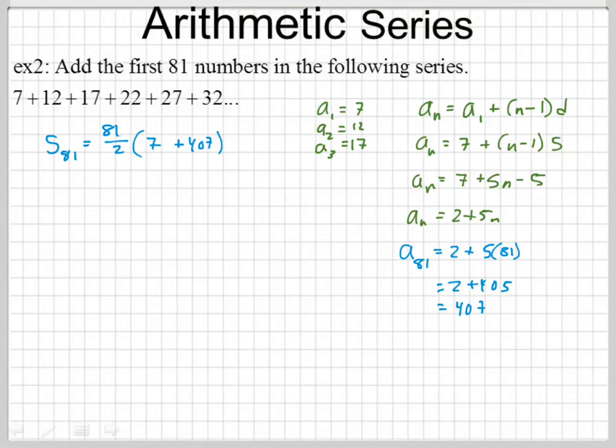And now I can find my n over 2 right here. Ooh, we're going to get a decimal. That's kind of weird, but it's 40.5. And what do we get when I add those together? 414. Okay, what is 414 times 40.5?